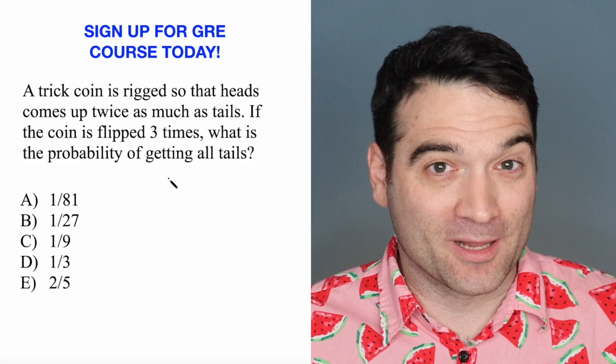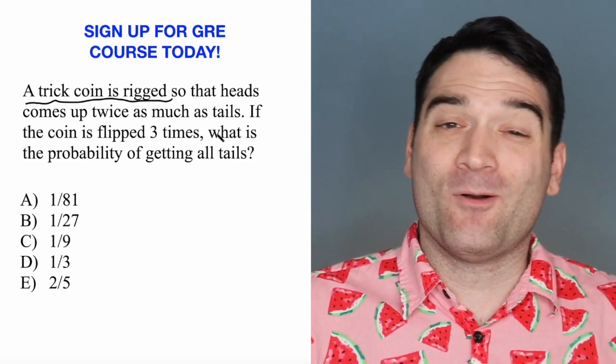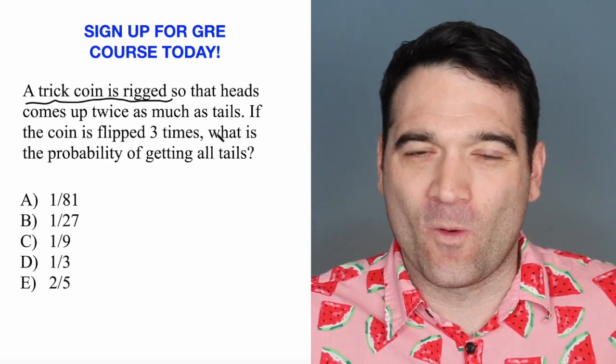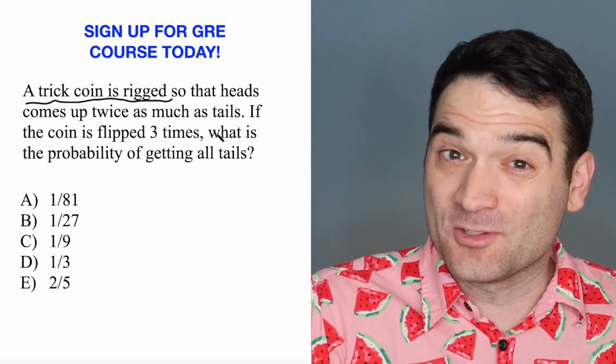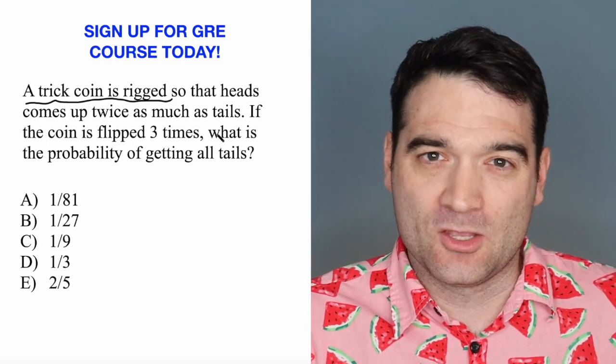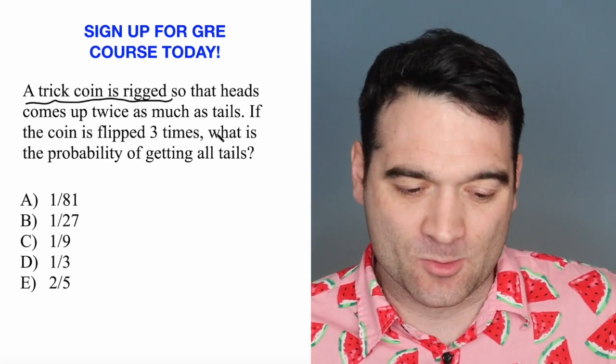Step right up and play my little game. We have this rigged coin here, right? Now, on a fair coin, a normal coin, the probability of getting a heads is 1/2. The probability of getting a tails is 1/2. They're equal. So let's start by calculating the probability of getting a heads or tails on this one.